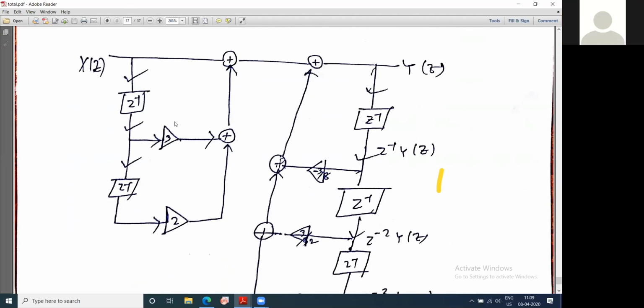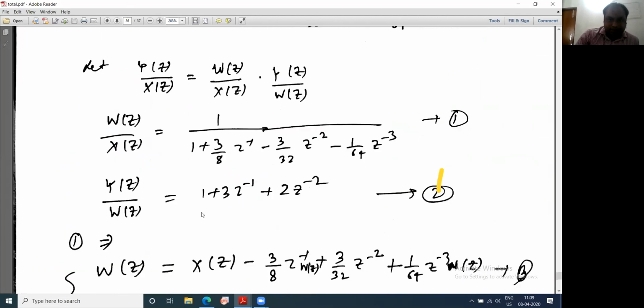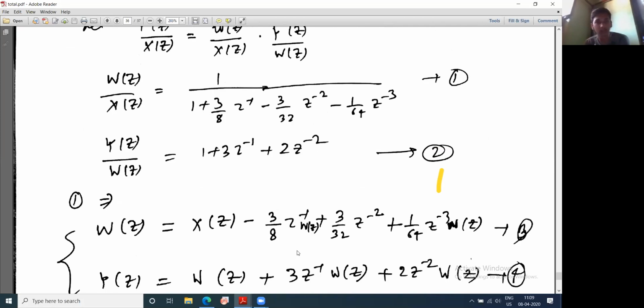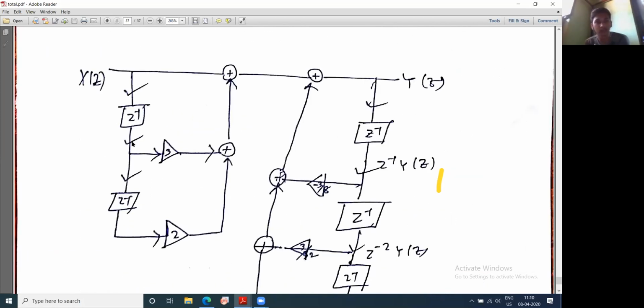Now in this, you have z inverse here and z inverse here. So in direct form 1, what do you have to realize? You have to realize this expression: X(z) plus 3 z inverse X(z) plus 2 z power minus 2 X(z). This section is realized here. X(z), that is z inverse X(z), and z power minus 2 X(z) are multiplied by 3 and by 2. X(z) comes directly. So this is realized in this section, and the total is available here after summing.